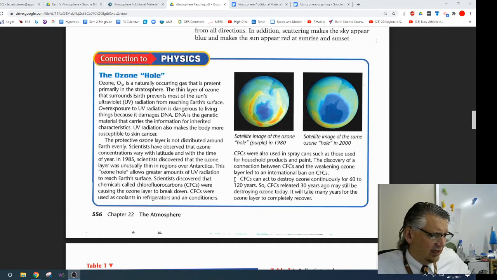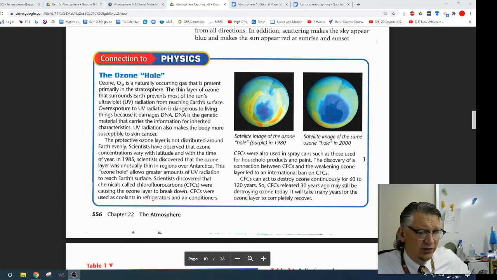Scientists discovered that chemicals called chlorofluorocarbons, CFCs, were causing the ozone layer to break down. CFCs were used as coolant and refrigerant in air conditioners. CFCs were also used in spray cans such as those for household products and paint. The discovery of a connection between CFCs and the weakening ozone layer led to the international ban on CFCs.